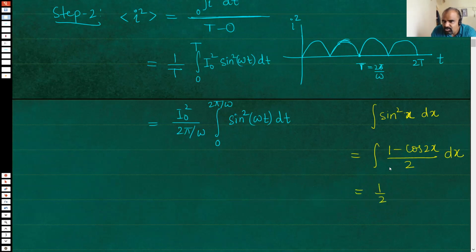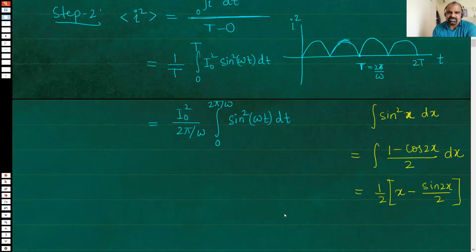And now take 1 by 2 common, and integration of 1 dx is x minus cos 2x dx is sine 2x by 2. This is the integration, plus arbitrary constant c will be there. So similarly, let's do this. So here omega I naught square by 2 pi. Now this step which I'm showing you is actually a very important step. There are many questions based on these steps.